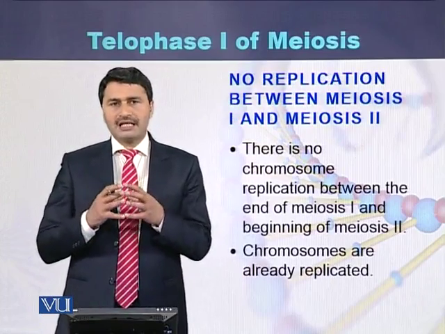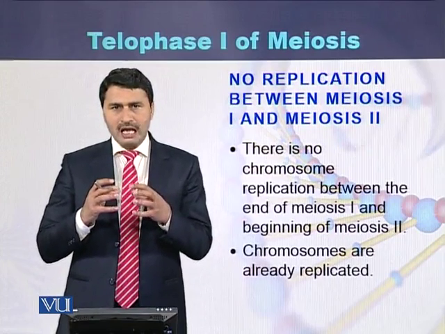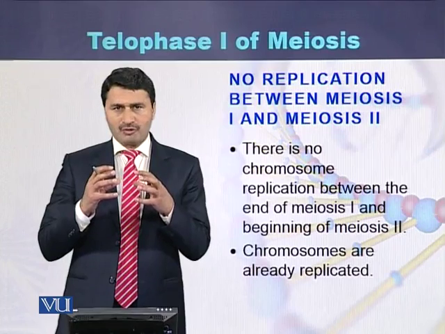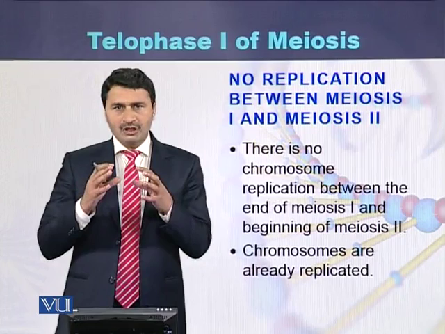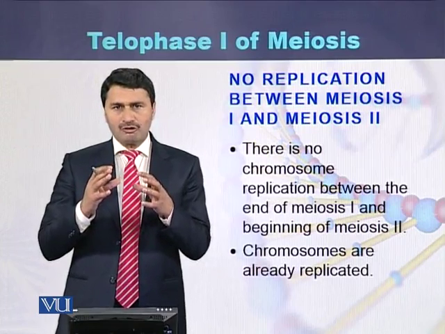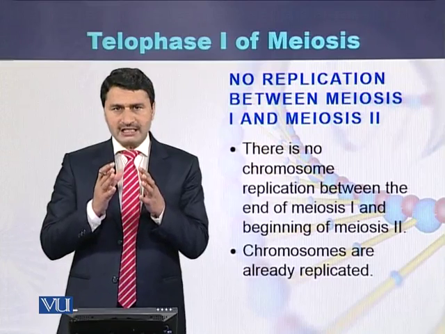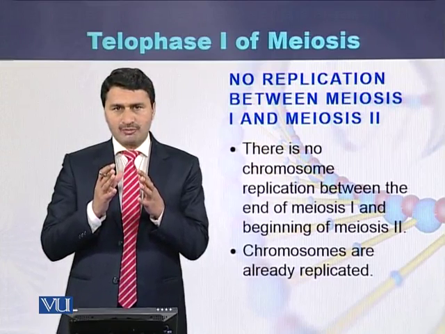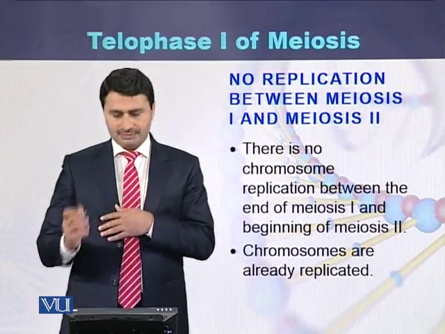There is no replication between meiosis 1 and meiosis 2, as the haploid number of chromosomes has arrived at each of the poles. There will be no replication because in meiosis there is a single replication of the chromosomes, which is before the start of meiosis 1 during the interphase.